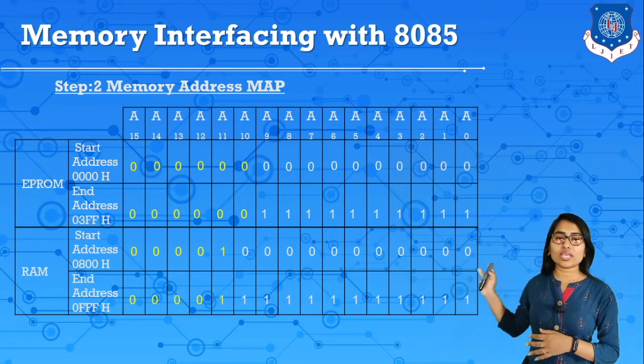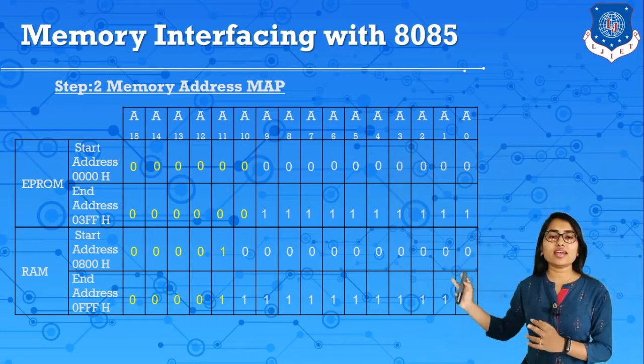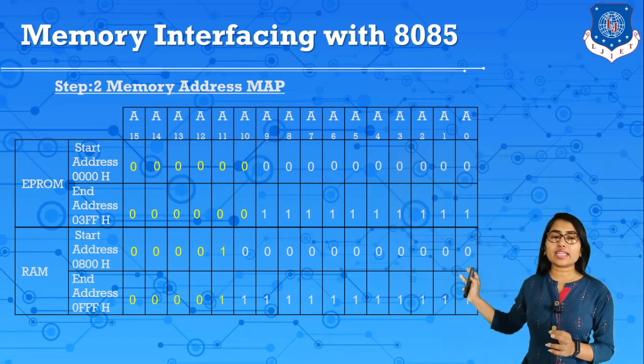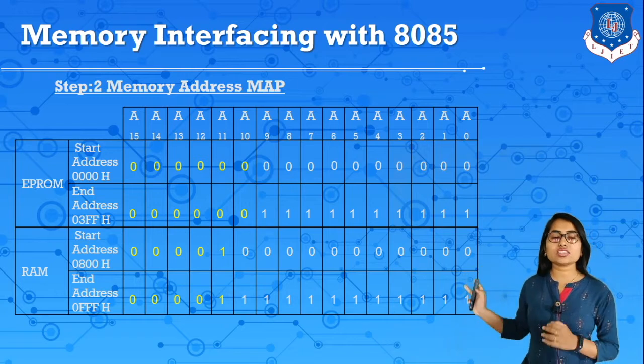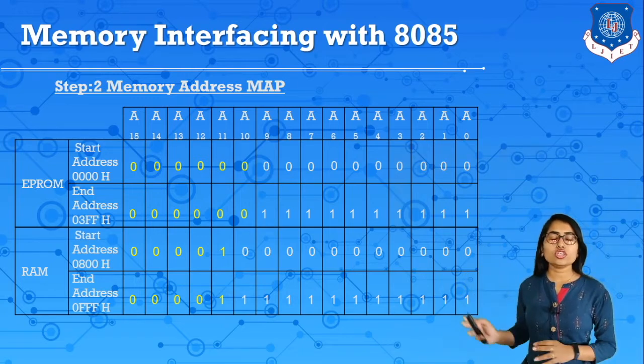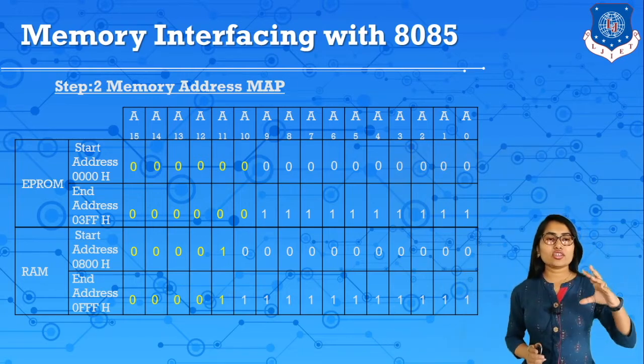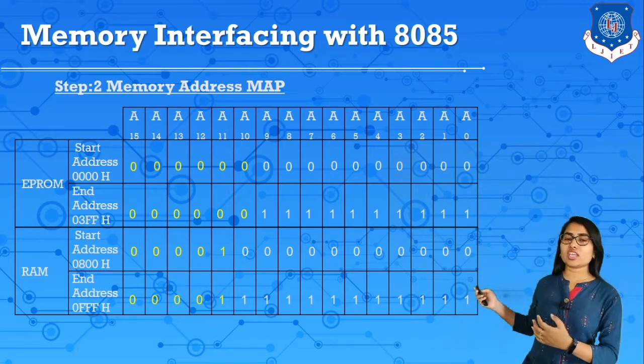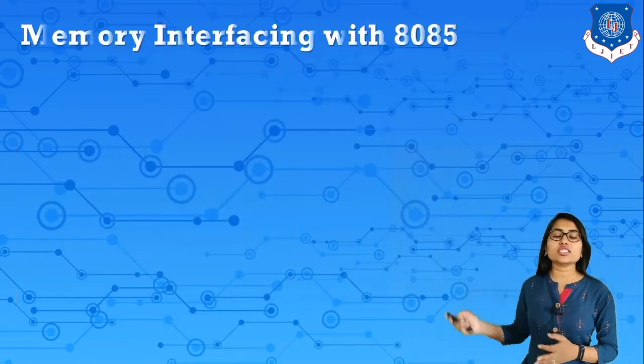Now how do we calculate the address? By making groups of 4 bits, write a hex number for the address. So the starting address of the RAM is 0800H and the end address is 0FFF. This is how we can define addresses for EEPROM and RAM.